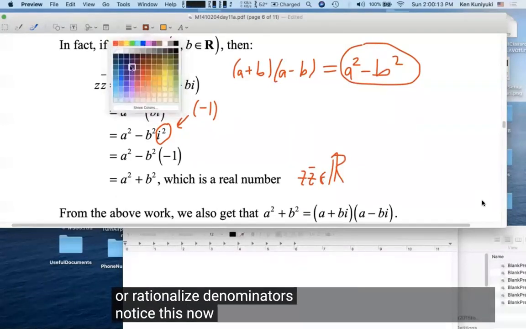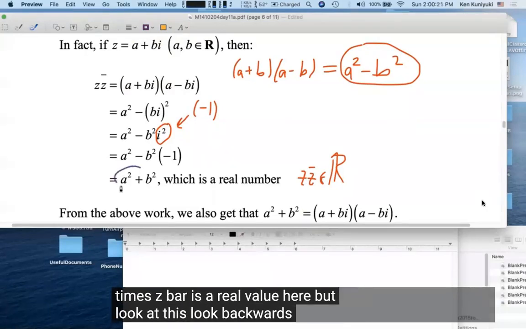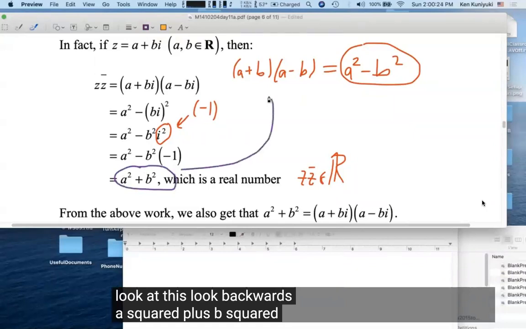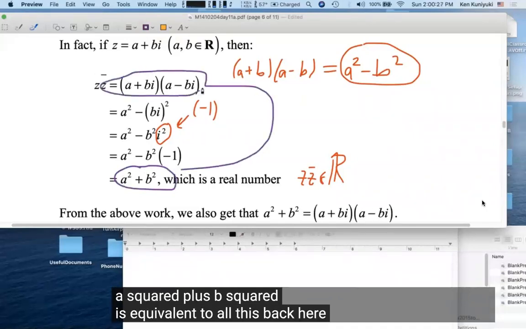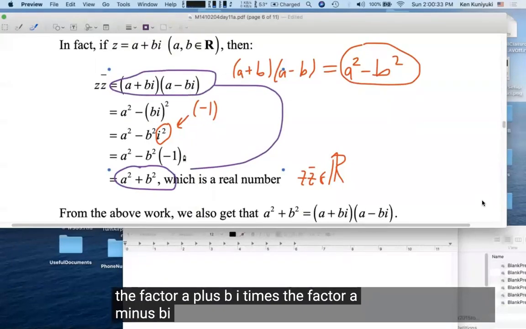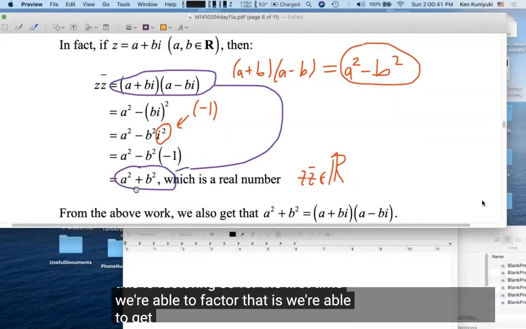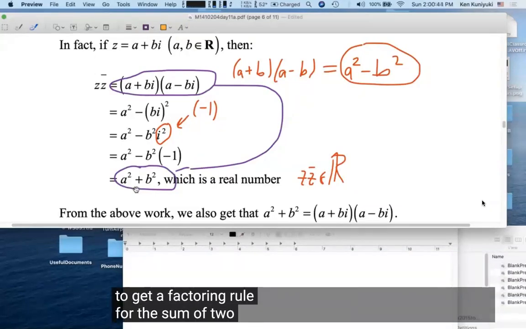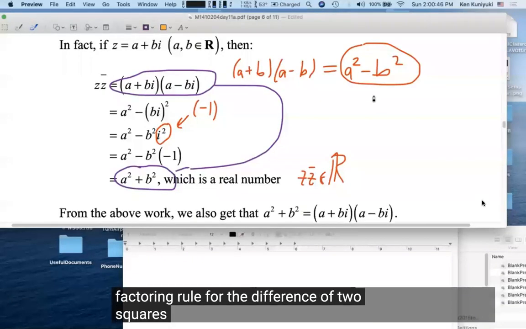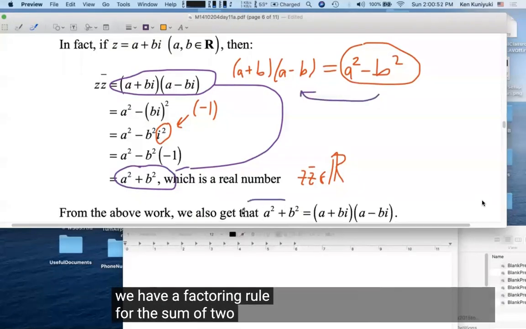So notice this now. Yes, we've shown that z times z bar is a real value here, but look at this. Look backwards. A squared plus b squared is equivalent to all this back here. The factor a plus bi times the factor a minus bi. This is factoring. So for the first time, we're able to get a factoring rule for the sum of two squares. We had a factoring rule for the difference of two squares. Here it was, when you look at this in reverse. But now we have a factoring rule for the sum of two squares.